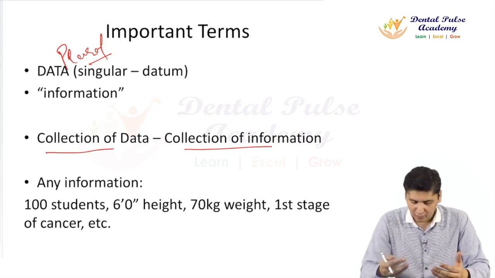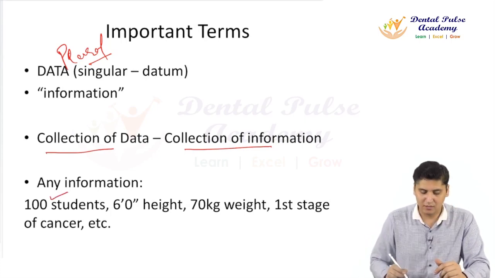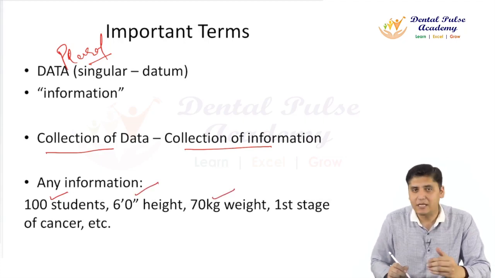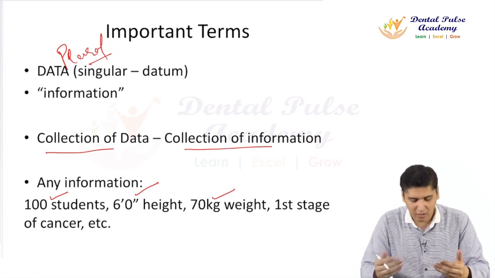Data can be in any form. For example, there were 100 students. The height of the person is 6 feet. The weight of the person is 70 kg. Cancer was on the first stage. There can be any sort of information.